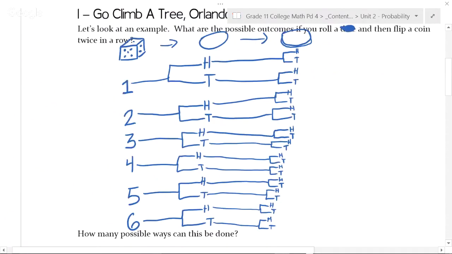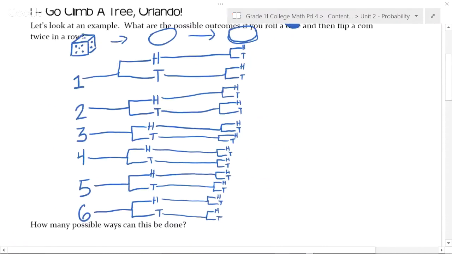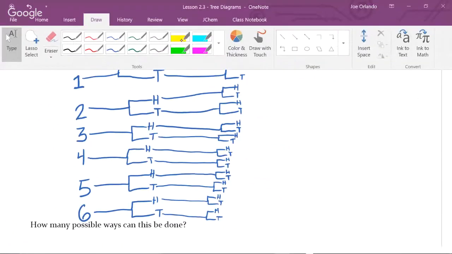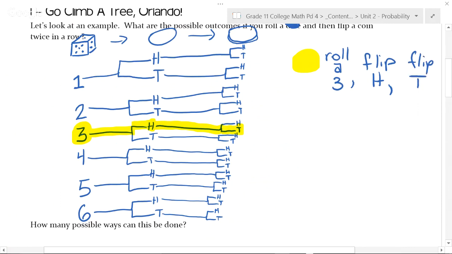Now, they call it a tree diagram because it goes forward and branches off like that. And what I want to show you is how to read it. So, for example, using my yellow highlighter here, I'm going to imagine I could roll a 3, and then flip a coin and it comes up heads, and then flip a coin and it comes up tails. That would be following just one chain of this. And so that would be roll a 3, flip heads, and flip tails.